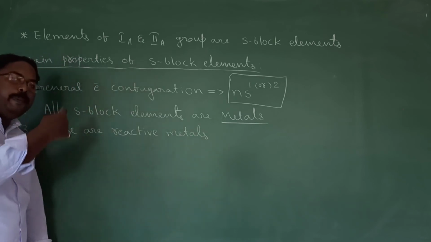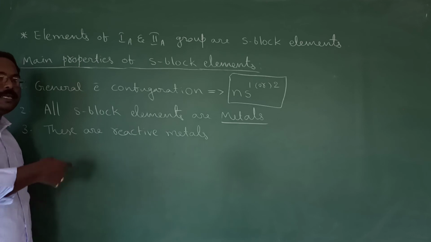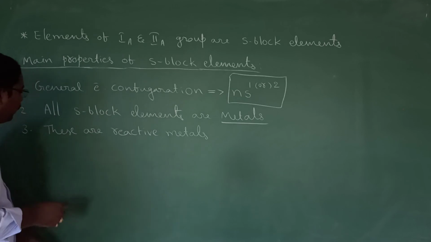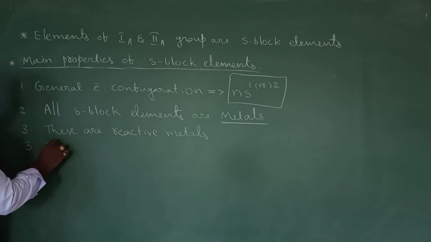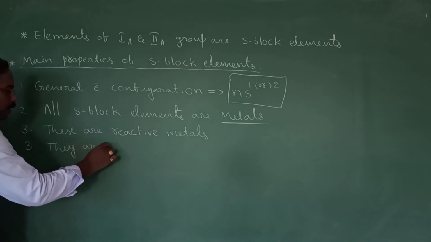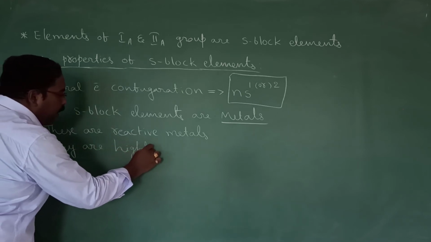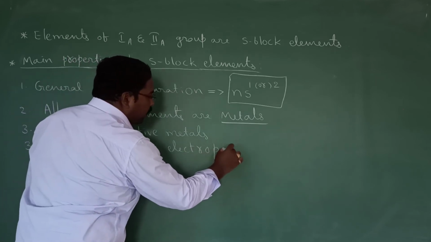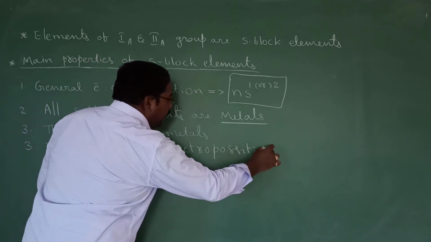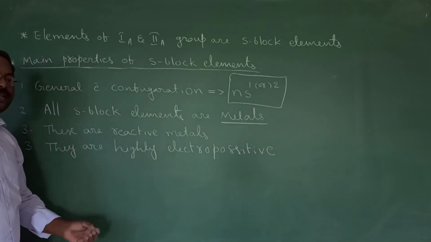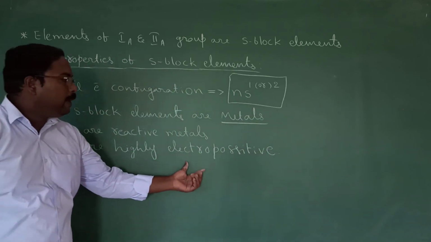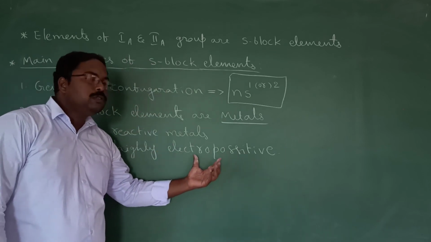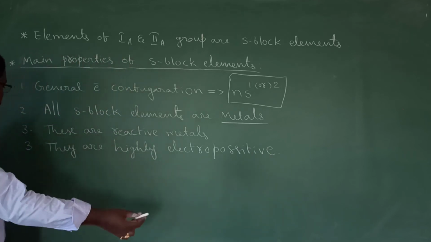When compared to P block elements, D block elements or F block elements, these S block elements are reactive metals because they are highly electropositive elements. They are highly electropositive in nature. Yesterday we discussed in a simple way what is meant by electropositive: they have more tendency to lose electrons.